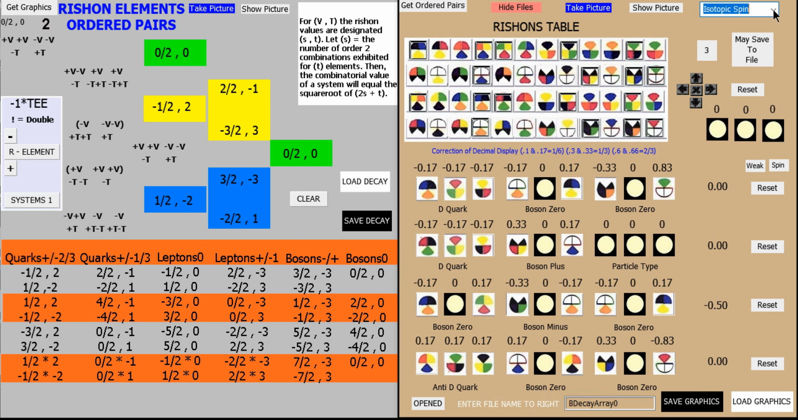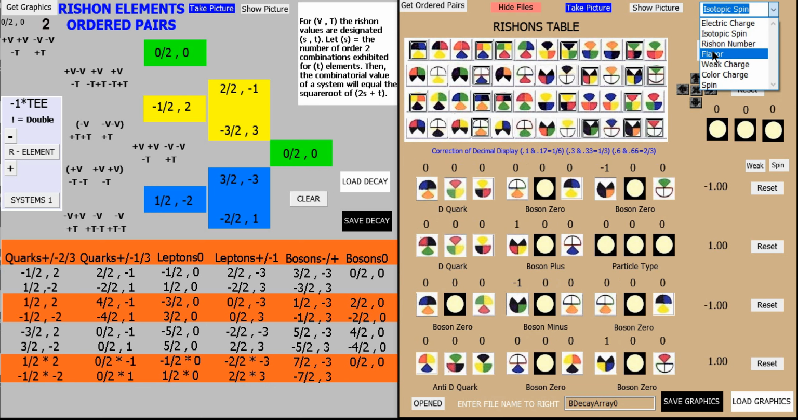And so we can look at flavor. And the flavor on the B quark is given by this boson 0, which has the flavored anti-V, and it is -1. And then we look at the C quark, and the flavor is given by this V flavored rishon, and it has a 1, and that is the appropriate flavor for the C quark.